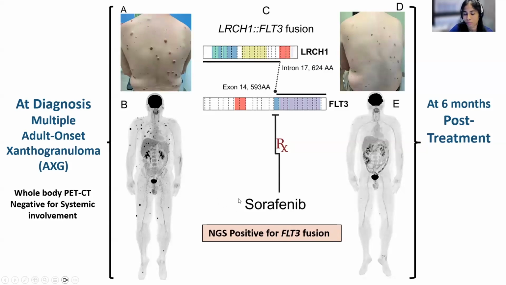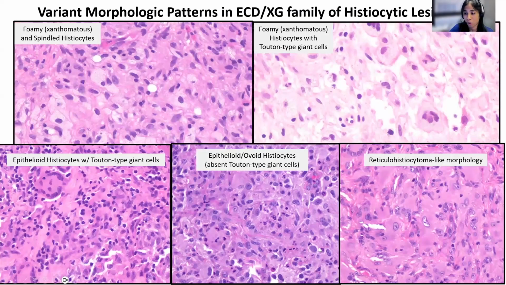Sorafenib has a wider range of response against FLT3 variants. Hence, that was used in this particular case. And you can see at follow-up 6 months a near complete response to sorafenib therapy in the setting of a FLT3 fusion. This was a case of multiple adult onset xanthogranuloma that overlaps with Erdheim-Chester disease.